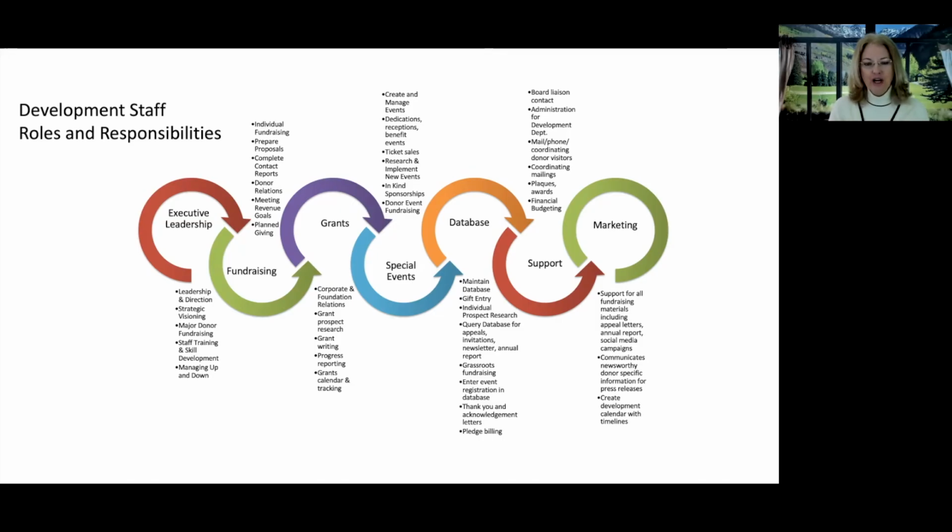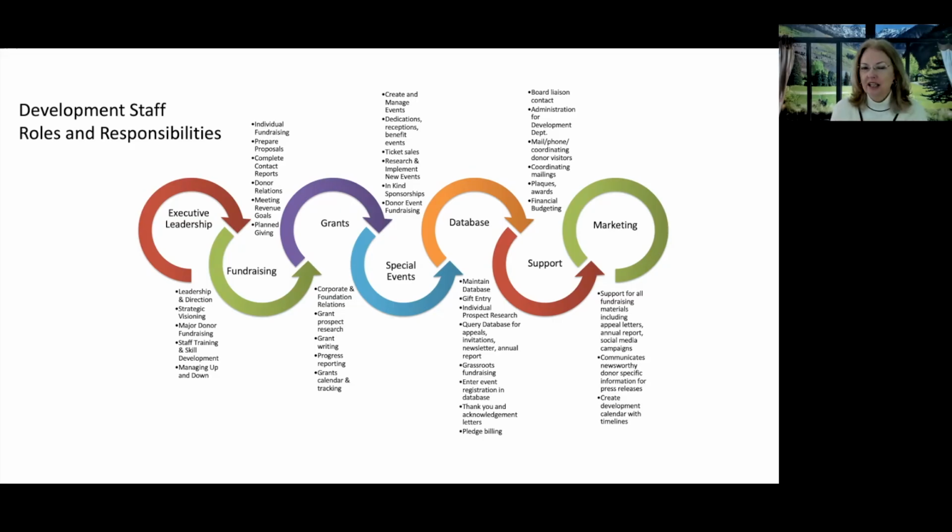Okay, so we're talking about executive leadership here. So this is the leadership and the direction. This is the person who does the strategic visioning, the major gift fundraising. So those are your larger gifts. Does staff training and skill development, and the executive director is going to need to manage up and manage down.